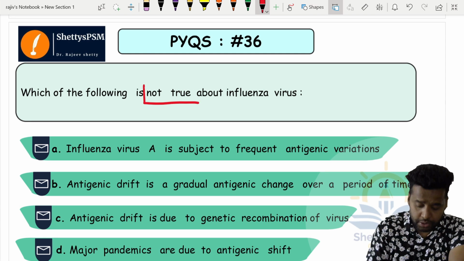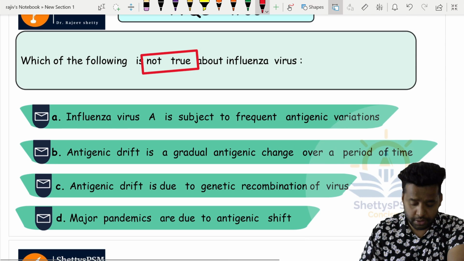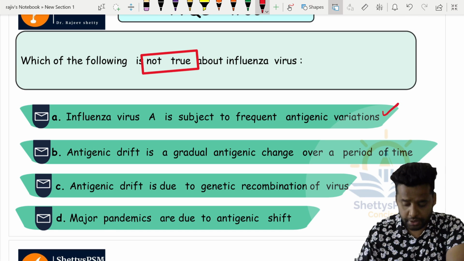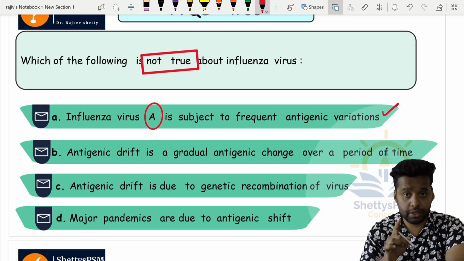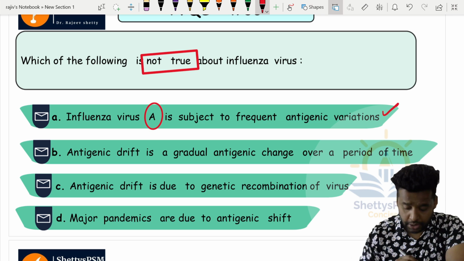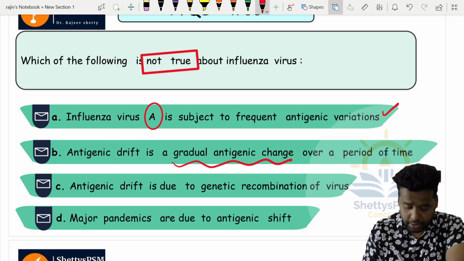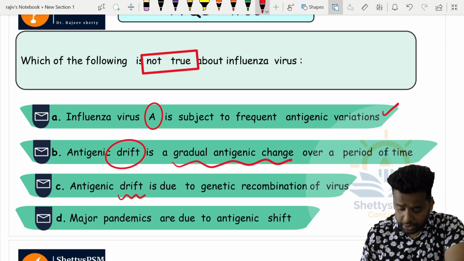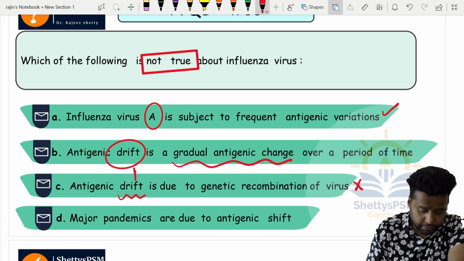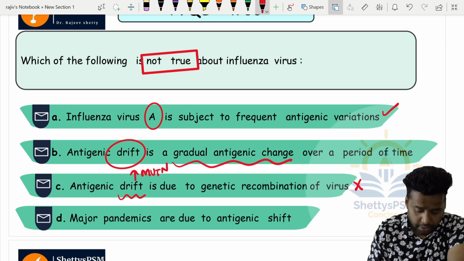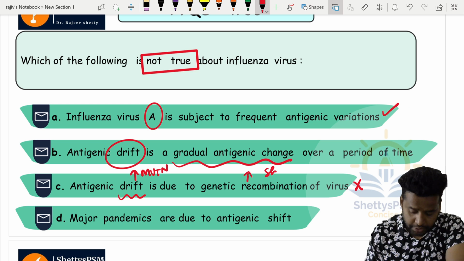Which of the following is not true about influenza virus? Influenza is subject to frequent antigenic variations, correct. There will be both shift and drift. Gradual change is drift, correct. Antigenic drift is due to genetic recombination, no. Drift is due to point mutation. Genetic recombination leads to shift.